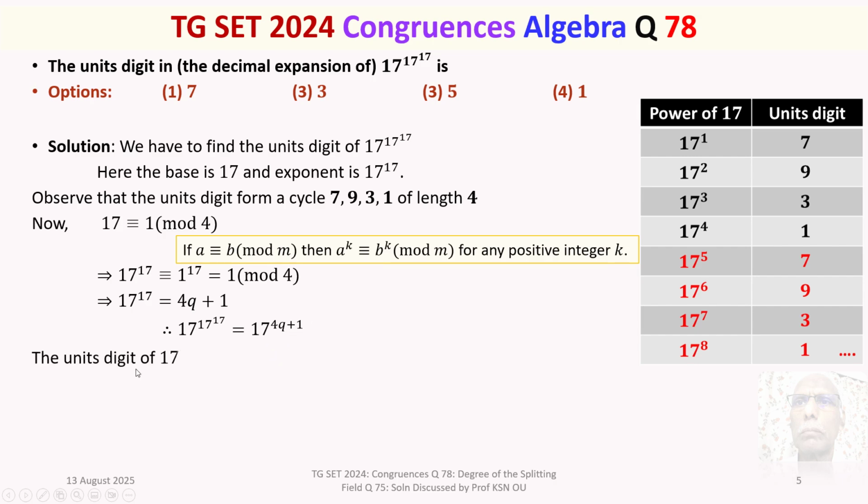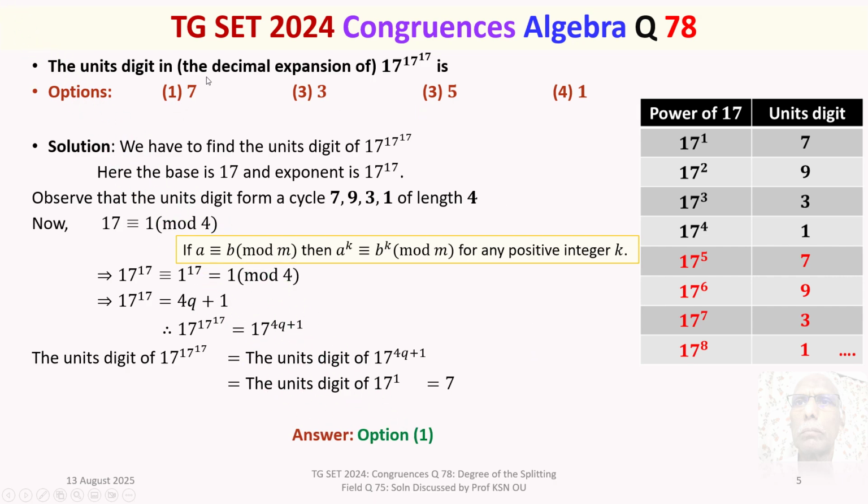So the units digit of 17 to the power of 17 to the power of 17 is the units digit of 17 to the power of 4q plus 1. So this is the units digit of 17 to the power of 1, that is 7. So the answer to this question is option 1. Our answer 7 appears against option 1. Therefore, the answer to this question is option 1.